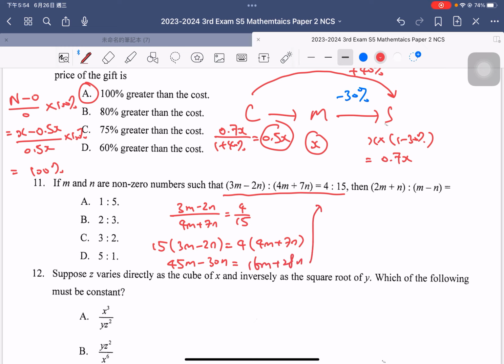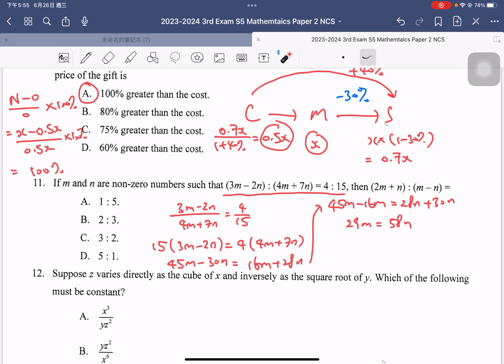And then try to write it here so that we can combine the m together, and then put the n together. Which means that we're moving the 16m to the left hand side and moving the negative 30n to the right hand side. So now I have 45m minus 16m is equal to 28n plus 30n. So we have 45 minus 16 giving you 29. So 29m is equal to 58n.